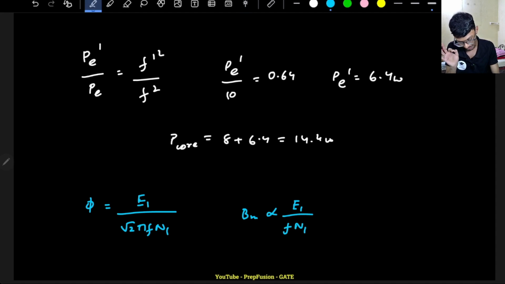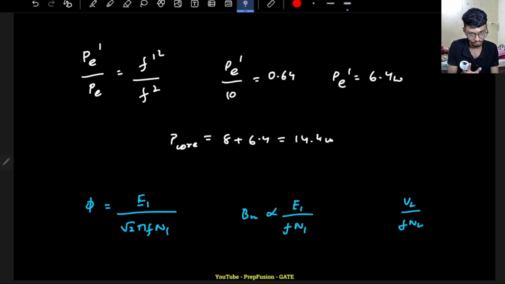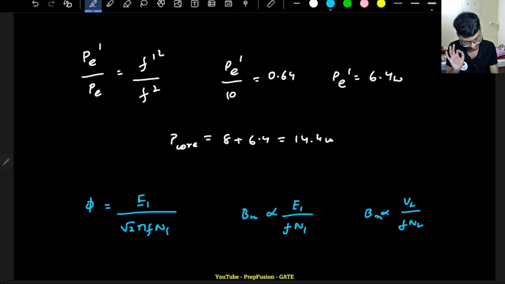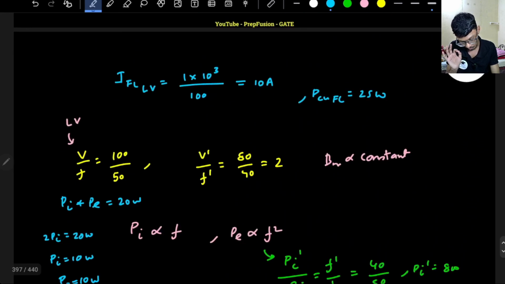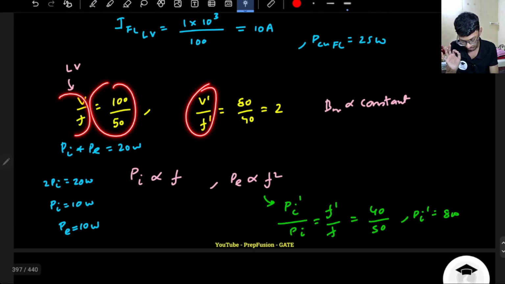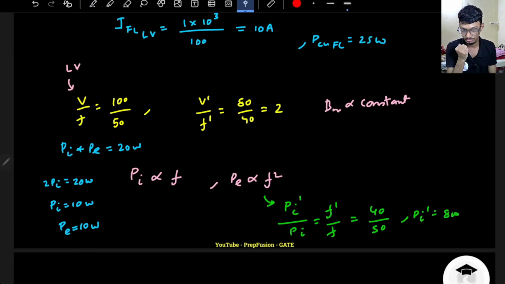Else, let's say N1 is the high voltage winding and N2 is the low voltage winding. So if I compare in the low voltage winding, this will be V2 upon f into N2. Okay, so flux will remain constant only if I write the N2 value. What I mean is, here Bm is actually proportional to this, right? So here I am just comparing the ratio of voltage and frequency. I am not taking into effect the turns. If I am not taking into effect the turns, the assumption is the number of turns is constant here and here.